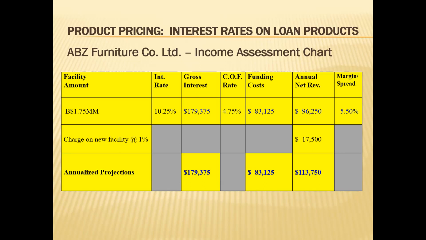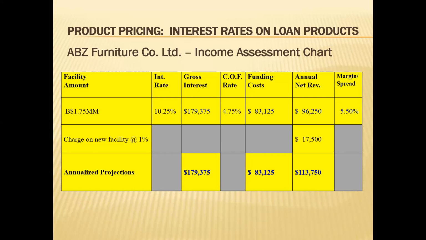So if they come to you and they say, listen, man, that 10.25 is kind of high, an interest rate on this $1.75 million loan, could you reduce that to say 9.5? So the bank will look at some of the other facilities and see where they can make up for that loss. So they may say, okay, we'll go down to 9.5, but the charge on your facility, instead of being 1%, will be 1.5%, or even 2%. So the bank will look for ways to try to make up for the loss.